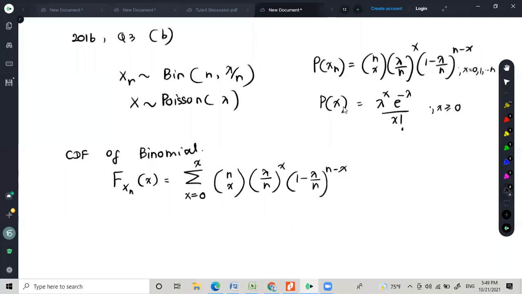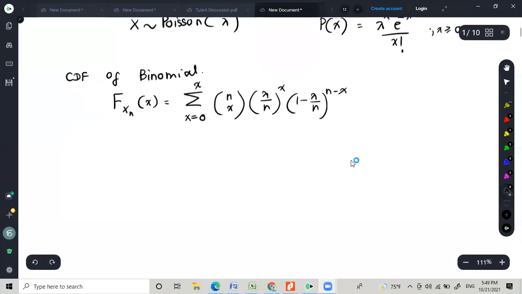Okay, so when you have discrete, you have to take the summation. When it is continuous, you do the integration. When it is the discrete case, you have to take the summation. So this is the CDF of the binomial. You have to show that this goes in distribution to the CDF of the Poisson density. Anyway, we'll see how we can proceed with this one and see whether we can end up with the CDF of the Poisson.